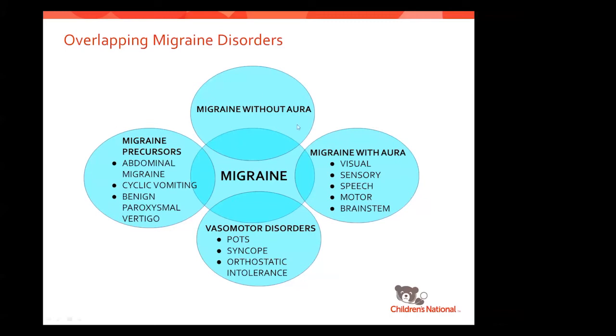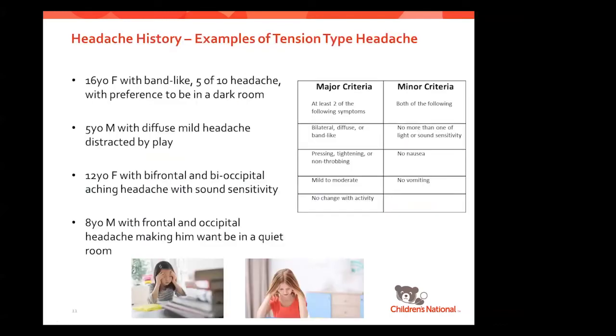Then we move over to migraine without aura, which of the migraine, this is going to be 70% of migraine. 30% of people have auras, which include the ones we just mentioned. And then 30% of patients with migraine have other vasomotor disorders, including orthostatic intolerance, syncope, and POTS, which are all pretty much the same thing, depending on how you define them. So back to examples of kids that have one specific headache type. We talked about migraine so far.